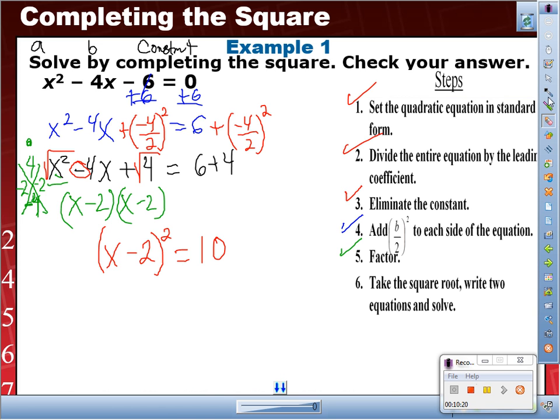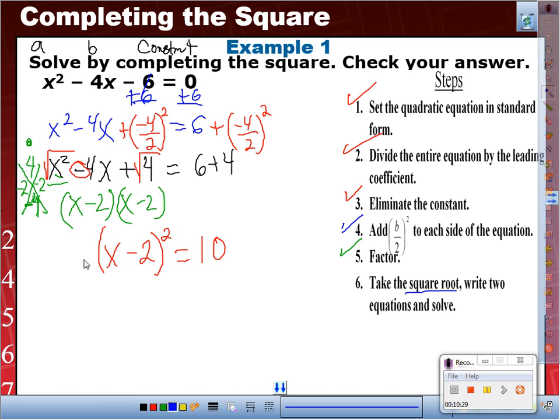Here we go. Step 6 says, take the square root. Why? What do you see here? We need the square root to cancel the square. Whatever we do to one side, we do to the other, so therefore this cancels this, we're left with x minus 2 equals plus minus square root of 10. Copy that, please. Boom.